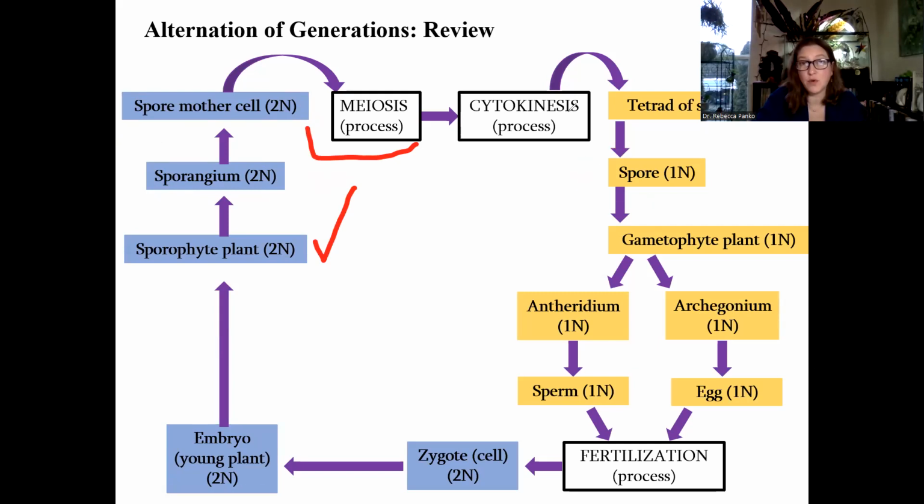These haploid spores are going to grow into gametophyte plants that are haploid. And those gametophyte plants will grow organs that make gametes, egg and sperm, right? Sperm and egg will unite. You'll get a 2N zygote cell, which is now diploid, right? Beginning of the new sporophyte plant. All right.